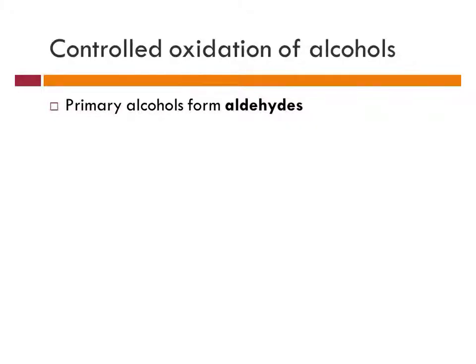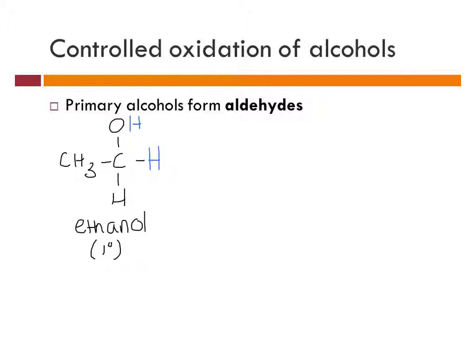So the first reaction we're going to look at is the controlled oxidation of alcohols to form aldehydes and ketones. We call it a controlled oxidation because we're not burning it all with oxygen all the way to carbon dioxide and water. Now, when primary alcohols undergo controlled oxidation, they form aldehydes, and we know from the previous video that a primary alcohol is one in which the hydroxyl group is attached to a carbon that itself is only attached to one other carbon. An example of this would be ethanol. The hydroxyl group is attached to a carbon which is attached to only one other carbon.